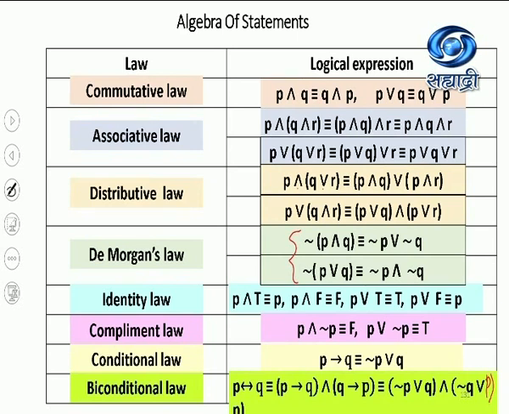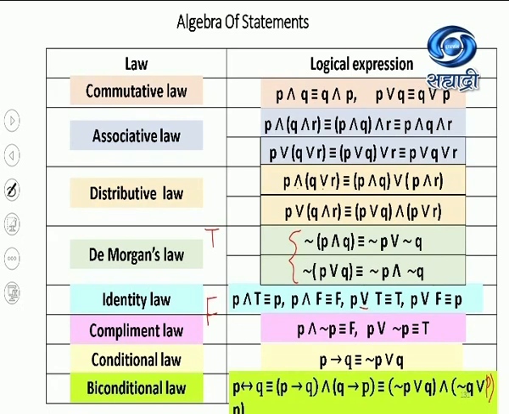P and F is F. P or T is T. P and T is P. Note, T is the largest statement. F is the smallest statement. When you are using AND, the smaller statement becomes the answer. In OR, the larger statement becomes the answer.